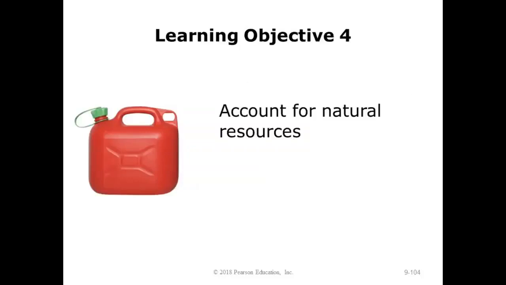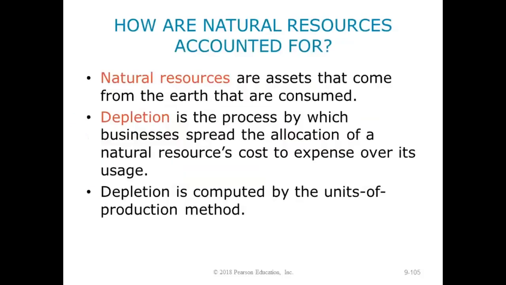Now, let's talk about accounting for natural resources. This is where we're going to be looking at figuring out an expense allocation method to use for allocating natural resources. In this case, natural resources are assets that come from the earth. So we're going to be looking at depletion of those natural resources. What we want to do is spread the allocation of the resource cost to expense.